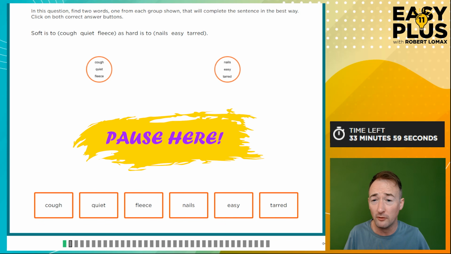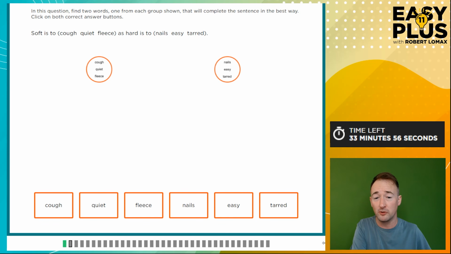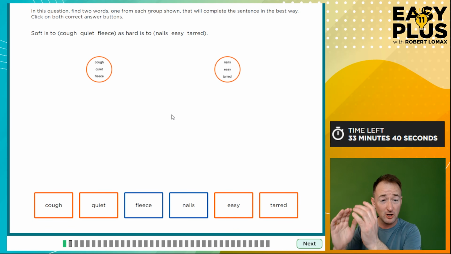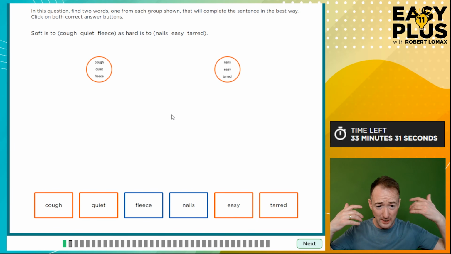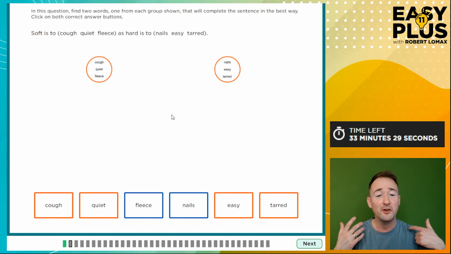Soft is to cough, quiet, fleece, so I'm immediately drawn to fleece. It's an example of a typically soft thing. As hard is to, is there a typically hard thing? Nails, yes. So that's a very, very likely answer. And when you find an answer that fits perfectly, although in your practice you should be considering all the possibilities, when you're really under time pressure like this, if you find an answer that fits really well and you're very confident with it and you've done enough practice to be able to judge when that's the case, you should probably be prepared to accept it and move on.